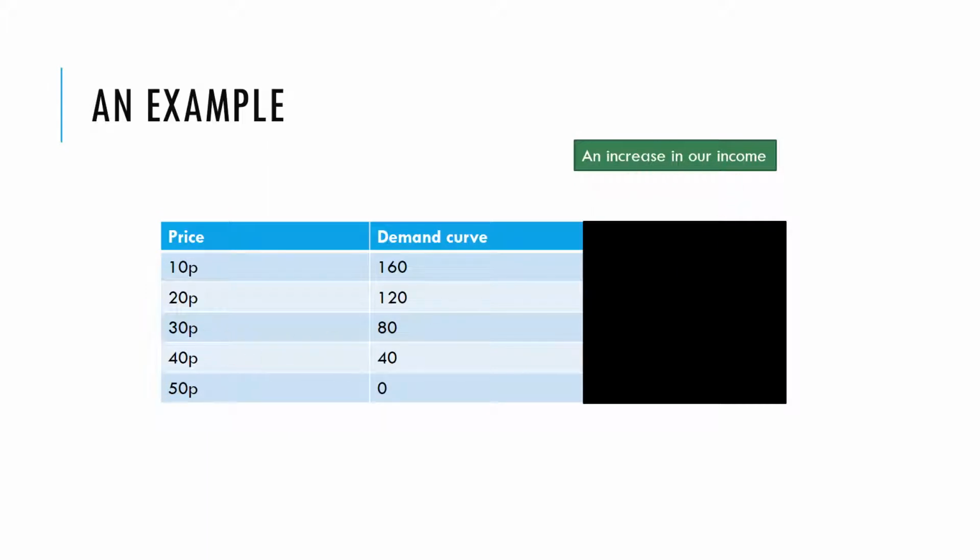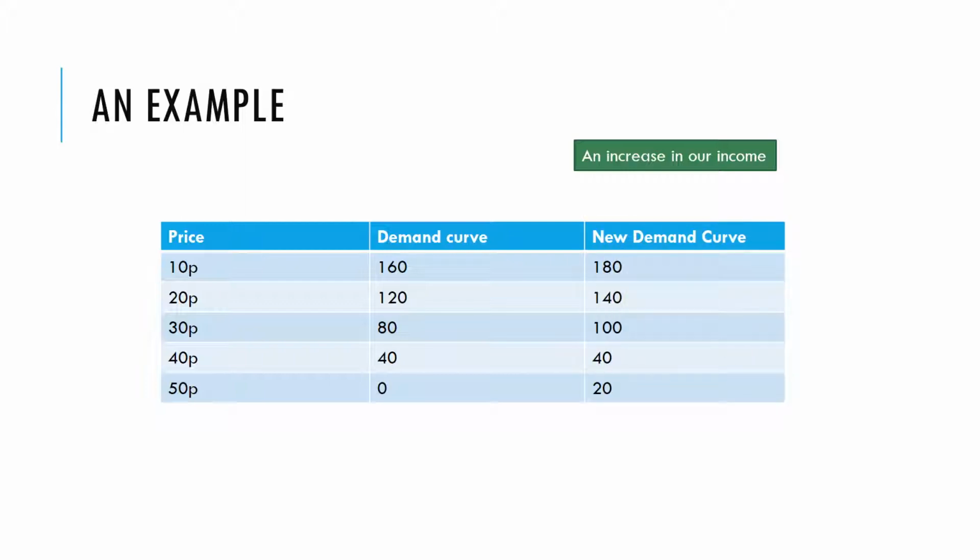So what we have now, because our income has changed, is a new demand curve. So here we can see as our income has gone up, we've actually started to demand more chocolate bars than we did previously. We've had an increase in demand. And how would we illustrate that graphically? Well, let's have a look.